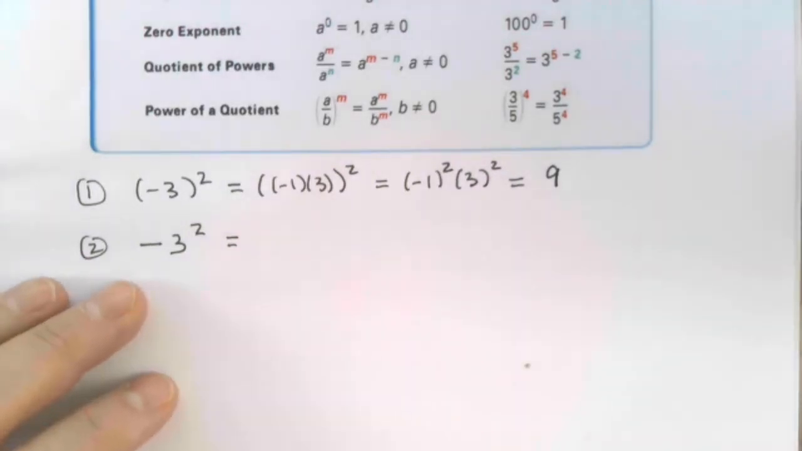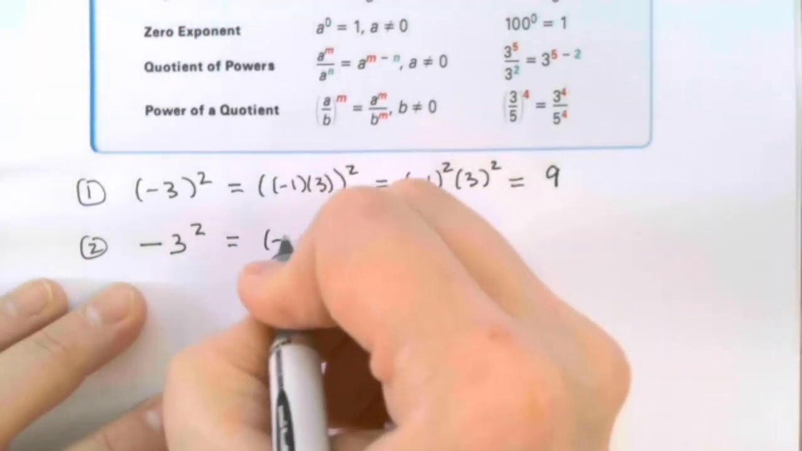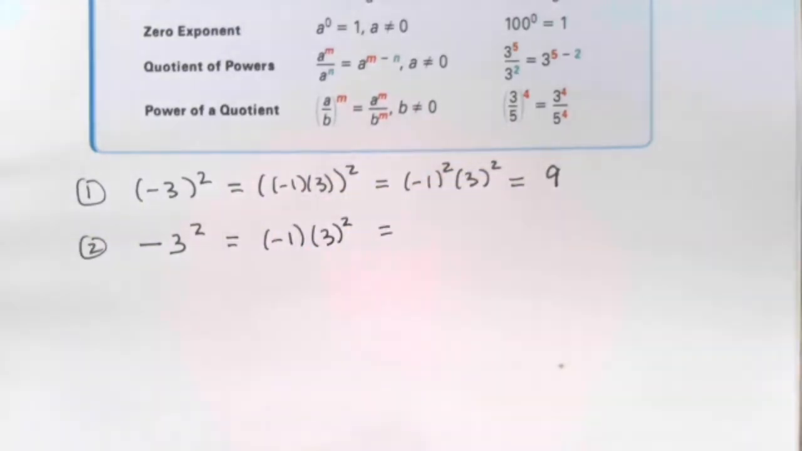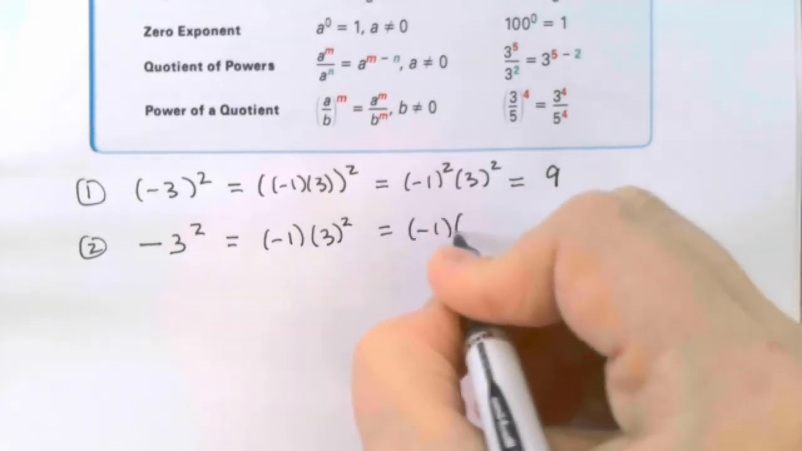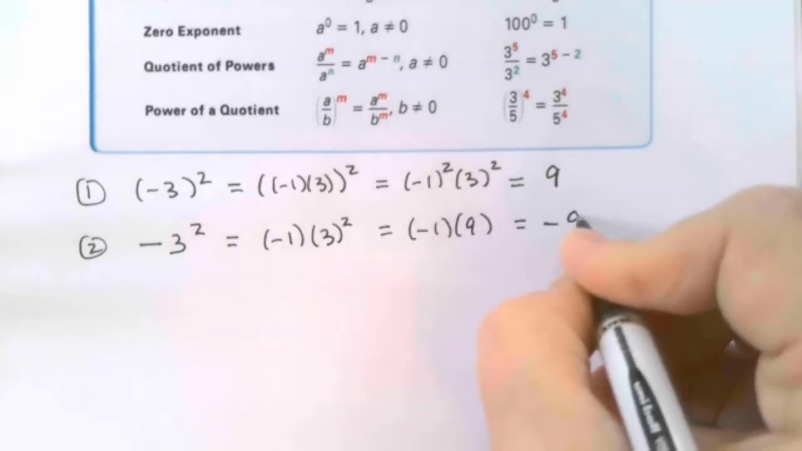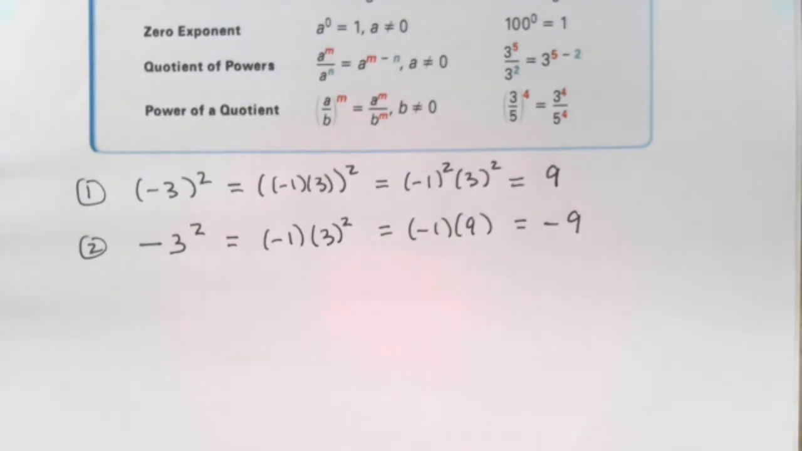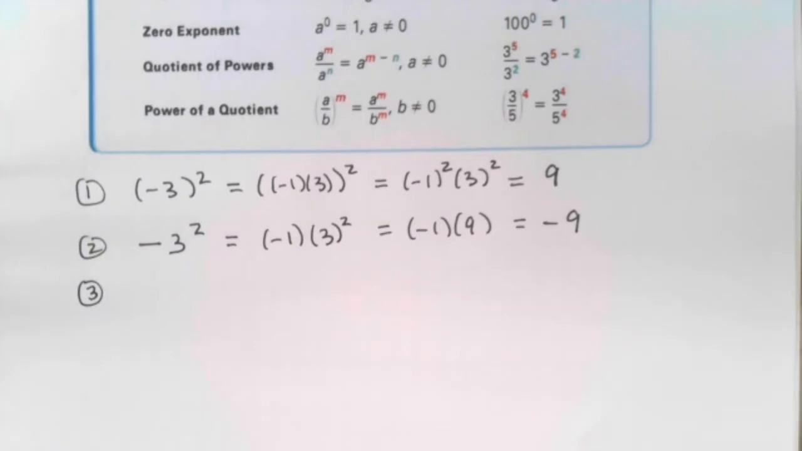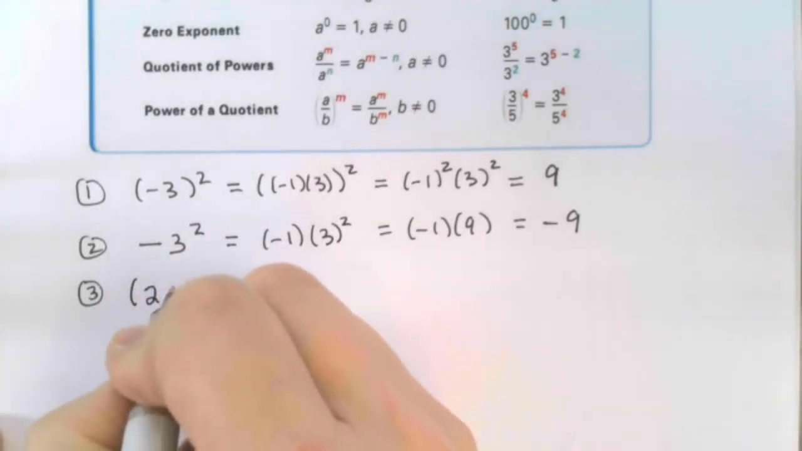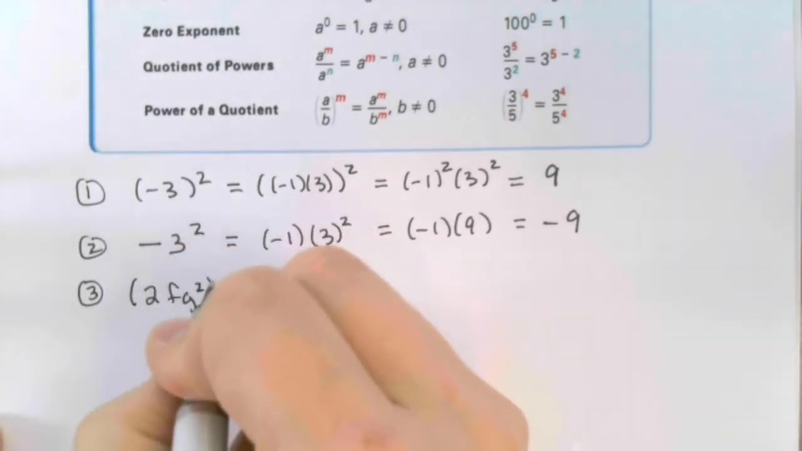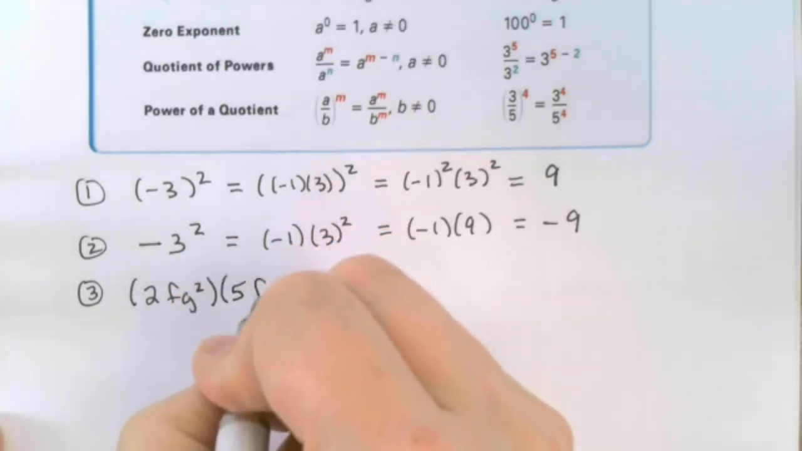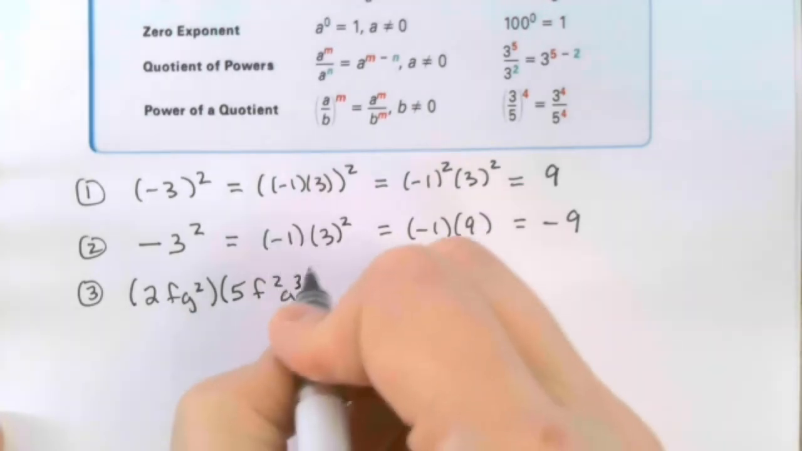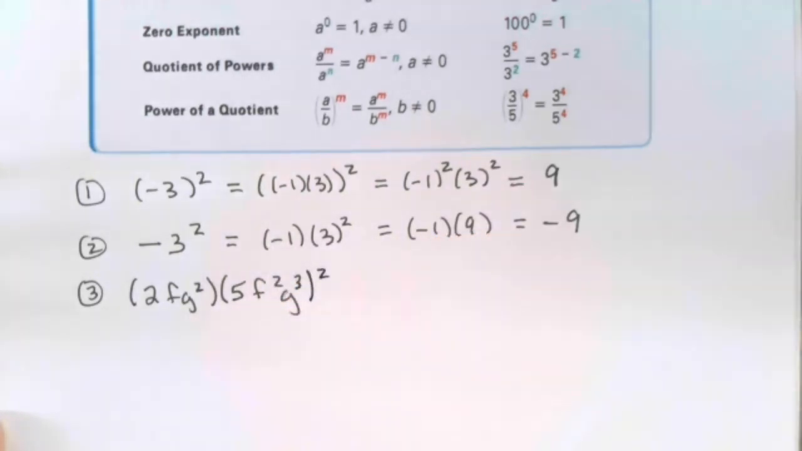Now on this one, the -1 is not being squared. Only the 3 is being squared. So the -1 is unaffected when the 3 becomes a 9, so the result is a -9. These are very easy to mix up, so I wanted to put them side by side for you. Okay, example 3, (2fg²) times (5f²g³). And just for the sake of interest, I'm going to put a 2 out here.